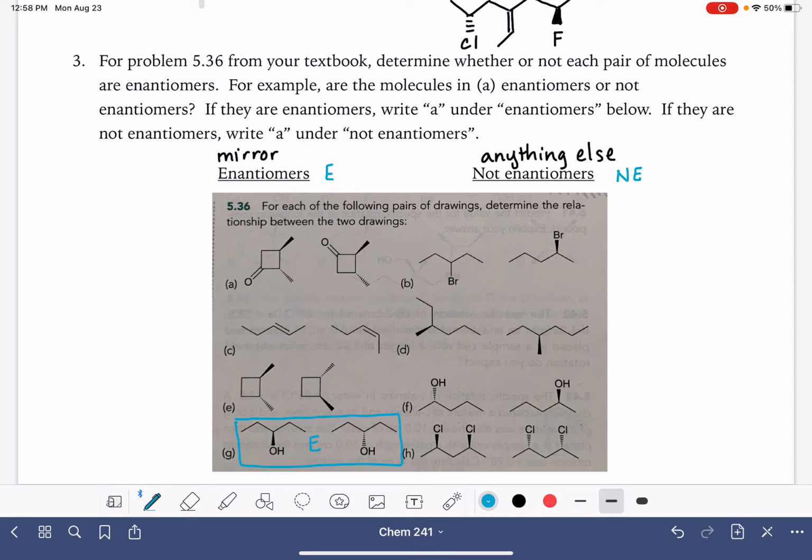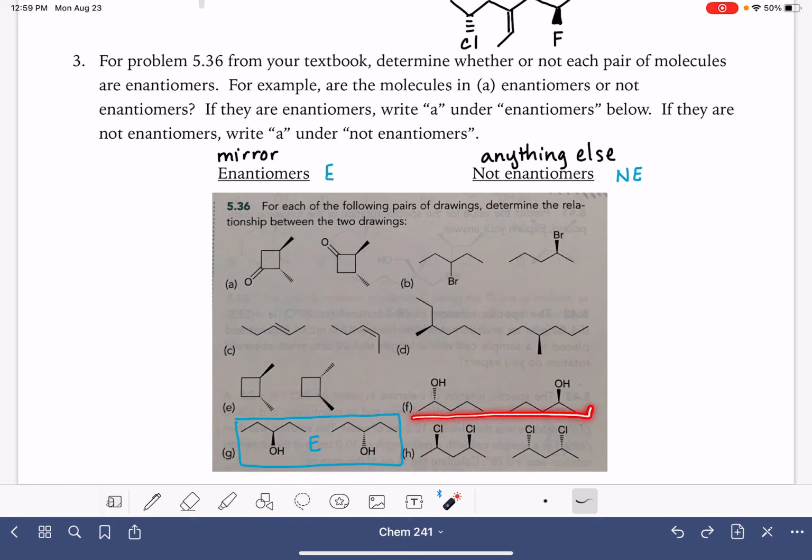Now, those of you that might be a little bit advanced, you might be saying, wait a minute, they actually aren't enantiomers. They are actually just identical molecules. And that is accurate, but this is just a very beginning introduction to stereochemistry. It's totally okay if somebody looks at these and sees them as enantiomers because we haven't really gotten to advanced topics yet.